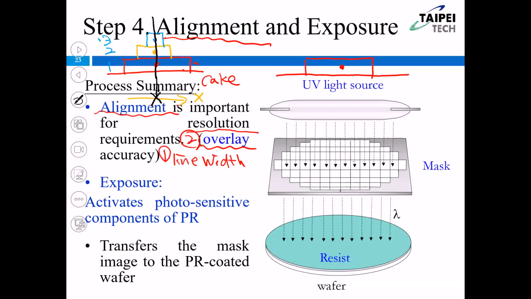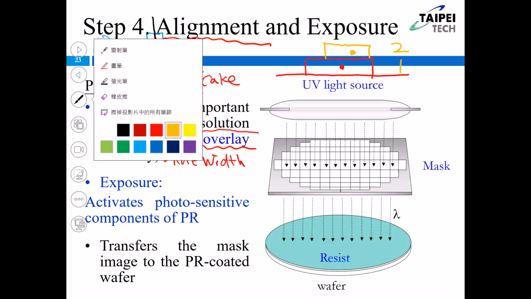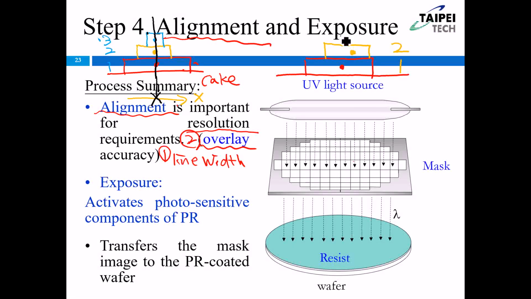However, your second layer is located like here, so the central point is here. If the second layer is shifted to the right, what is the overlay? Overlay means the distance from here to here, the distance between the two center points. We want the overlay to be smaller, the better.